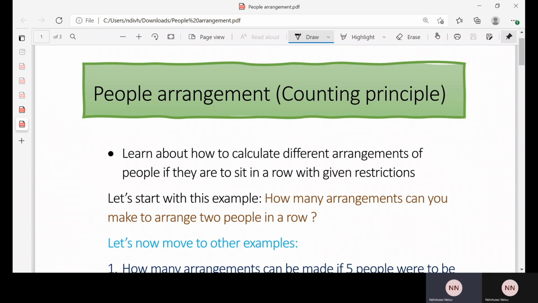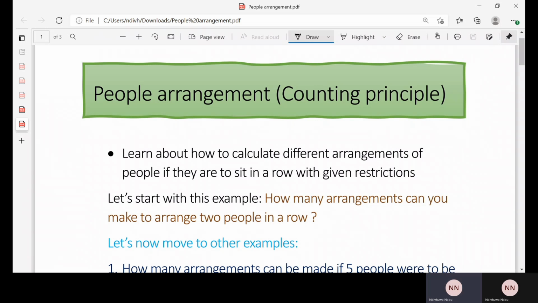If you want to organize a party or something, it can help you determine how many different ways or arrangements you can make if you were to place people in rows. So it's very useful in real life. In this lesson, we are going to learn how to calculate different arrangements of people if they are to sit in a row with some given restrictions.